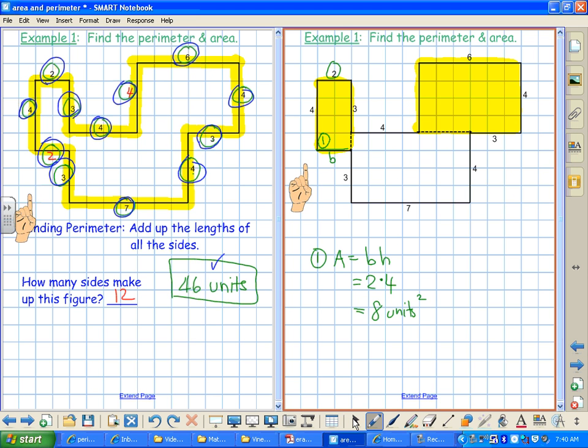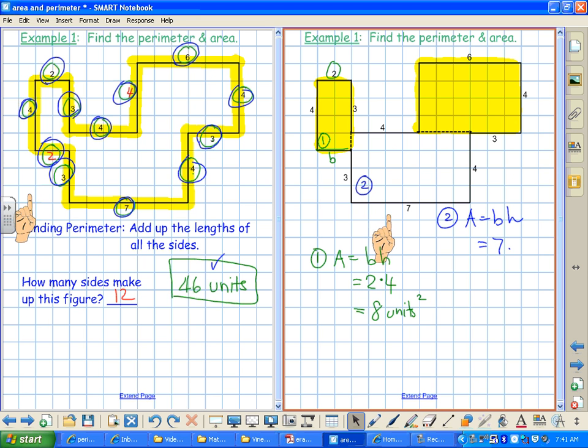The second composite figure is here. And let me start by writing out the formula. It's always a good habit to get into, writing out the formula. Base times height. What is my base over here? Well, my base is the 7. That's over here. So my base would be a 7. I'll write a 7 first.